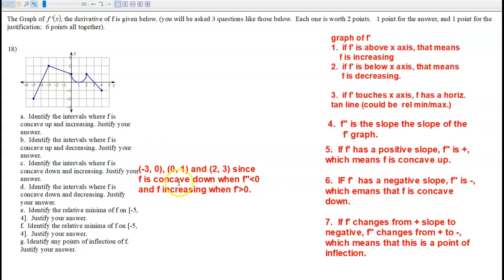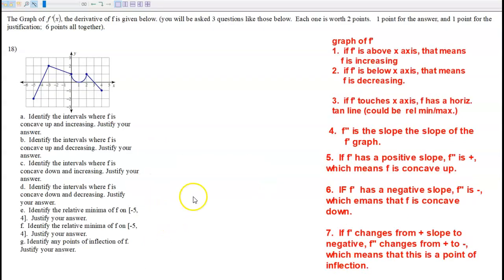All right, let's go ahead and take a look at part D. Identify the intervals where f is concave down and where f is also decreasing. Well, let's start with concave down. F is concave down anytime f has a negative slope. And so that happens here and here and here. Same spots as last time.